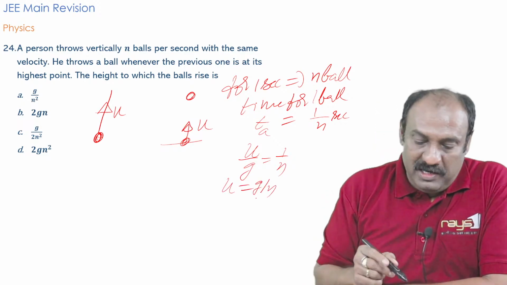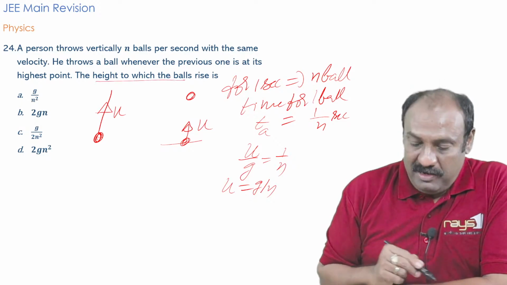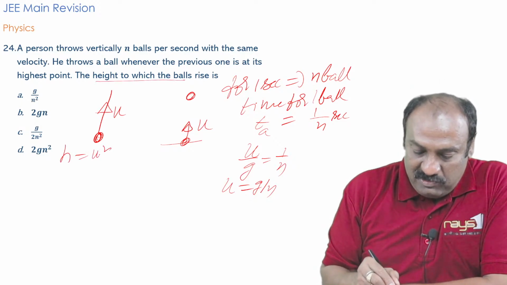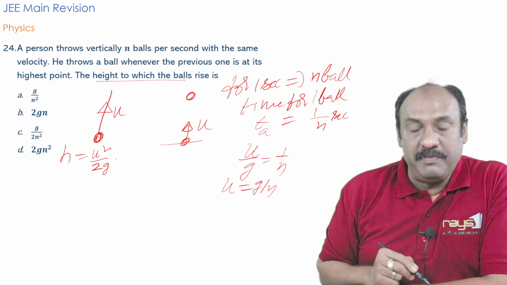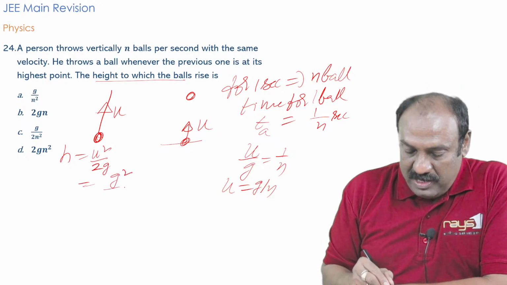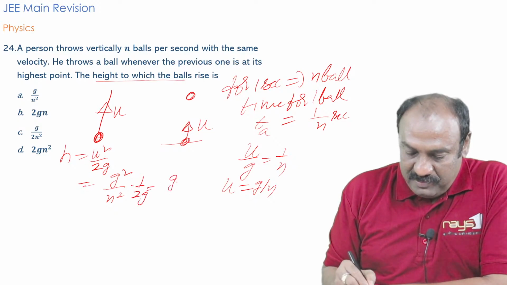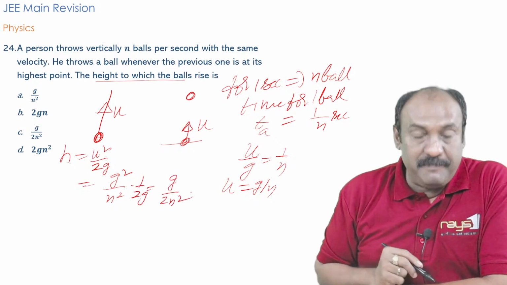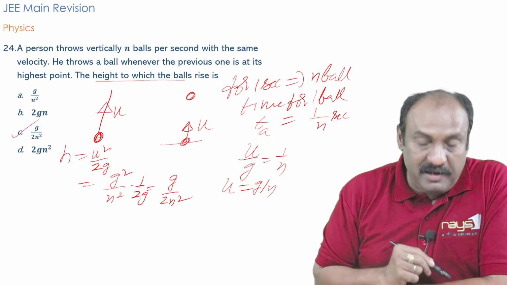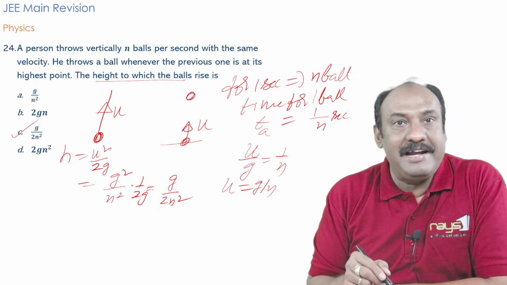So what we want is the height reached by each ball. The height reached by each ball is h equal to u²/2g. The u value is g²/n² into 1/2g. So from this, g/2n² is the maximum height reached by each ball.